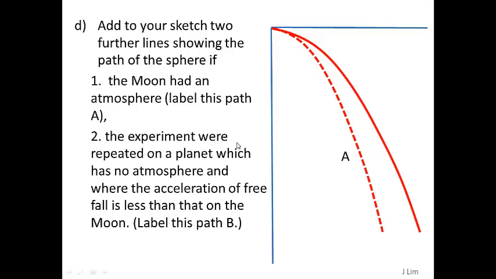The experiment is repeated on a planet which has no atmosphere and where the acceleration of free fall is less than that on the moon. So that will be path B. If it's less than that on the moon, so the vertical drop will be slower.